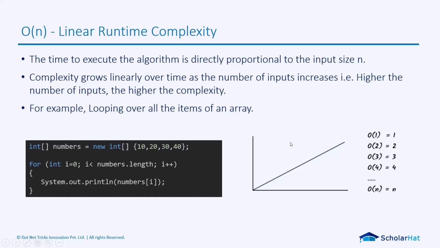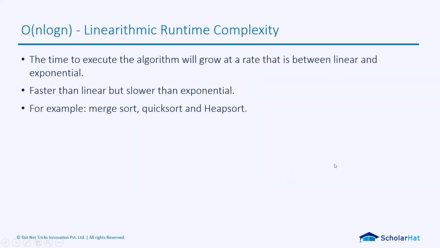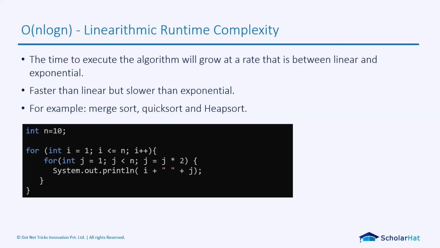All right. So we'll talk about it again on the whiteboard by taking an example and by writing interactively. Next up, that is O of n log n, that is logarithmic runtime complexity. So the time to execute the algorithm will grow at a rate that is between linear and exponential. So here the graph of that is linear and log together. So faster than linear but slower than exponential.